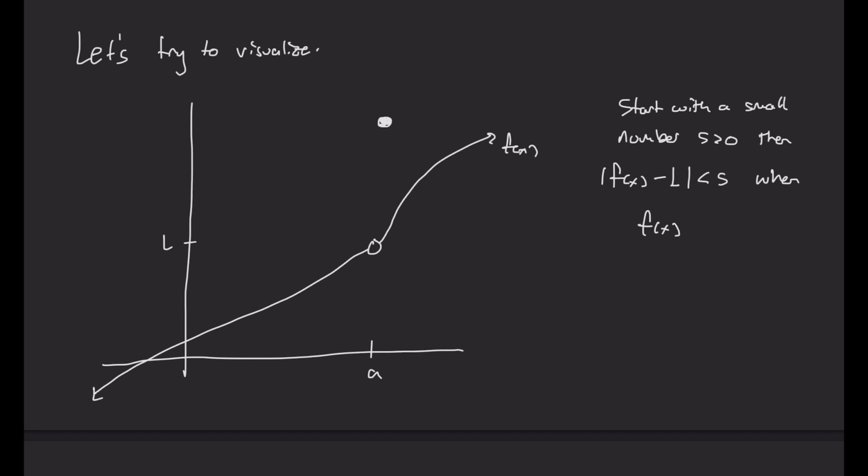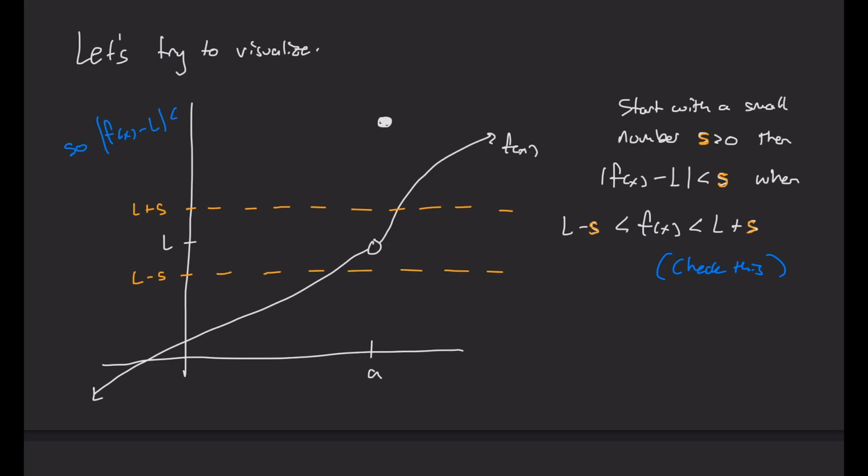But that turns out to be true exactly when f of x is between L minus s and L plus s. So to check that, you just get rid of the absolute values. You get two inequalities and you move the L around. So check that for yourself. Okay, well, we can draw L plus s and L minus s on our y-axis. And let's extend these lines out. So in particular, f of x minus L in absolute value is less than s when the graph of f is between these orange lines.